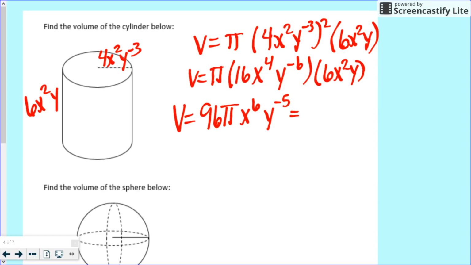And then we said we couldn't leave it like that. We got to make that y positive. So we leave the 96 pi on top. X to the 6 stays on top, y to the 5th goes to the bottom so that we can make it a positive exponent. And then we are done on that one.